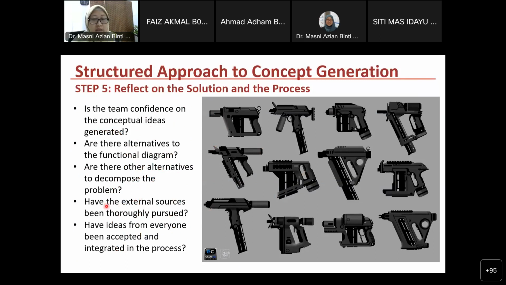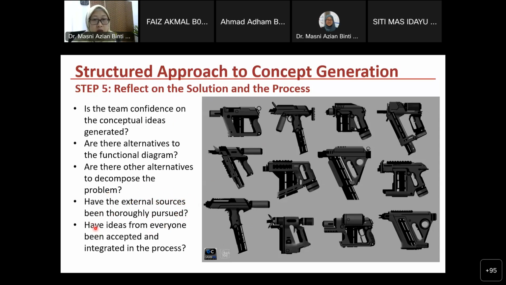Okay, and then have all the external sources been thoroughly pursued? Maknanya, have you consulted an expert on your design idea? Have you interviewed the lead user? Have you conducted a thorough search from the patent or literature? Have you conducted a sufficient benchmarking activity? So you review that. Kalau tak puas hati, research balik, cari balik details, data, design from other people.